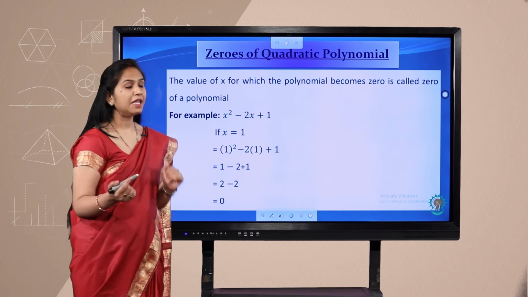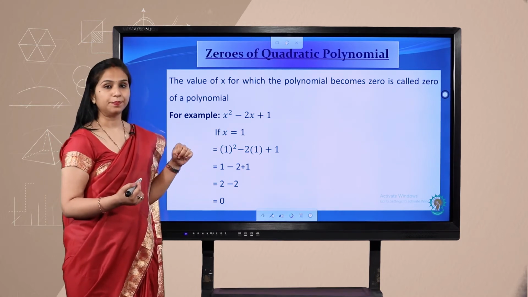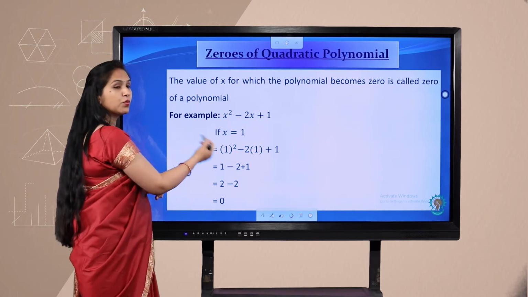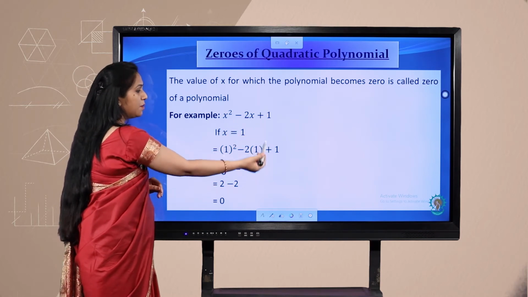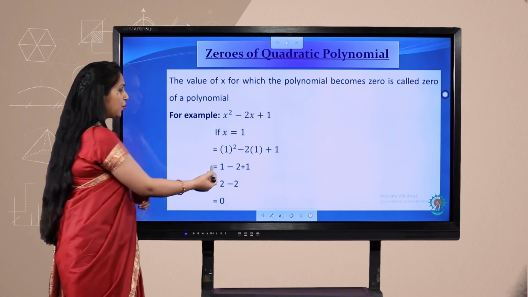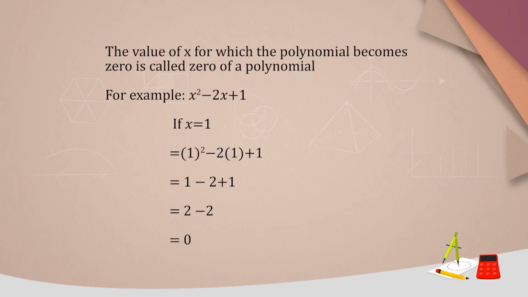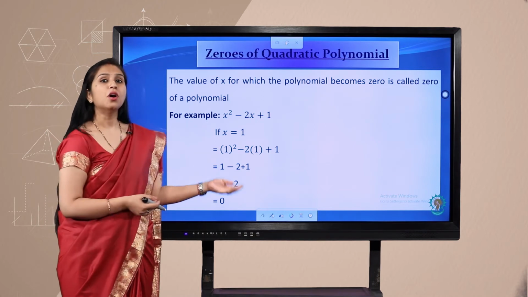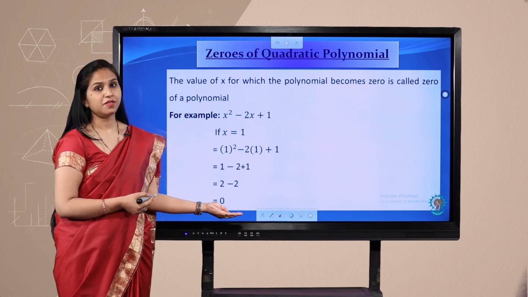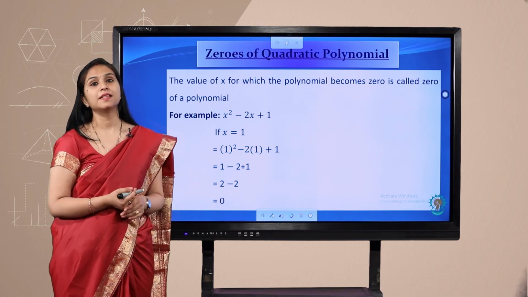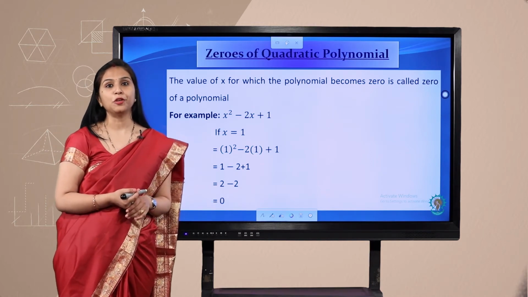So, here I am substituting x = 1. On substituting x = 1, you will see we have 1² − 2 × 1 + 1. This gives you 1 − 2 + 1 and you are left with only 0. Clearly, on substituting x = 1 in the given equation, your expression reduced to 0. That is why x = 1 is the zero of the given polynomial.